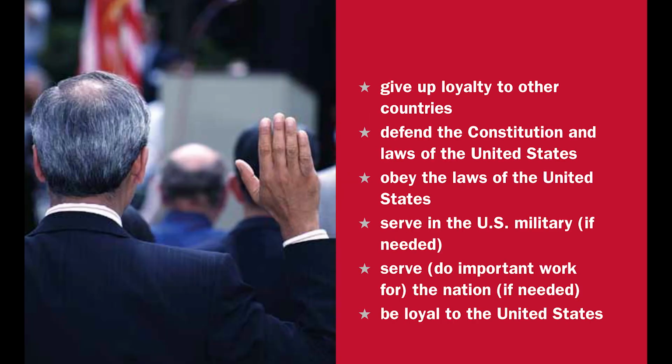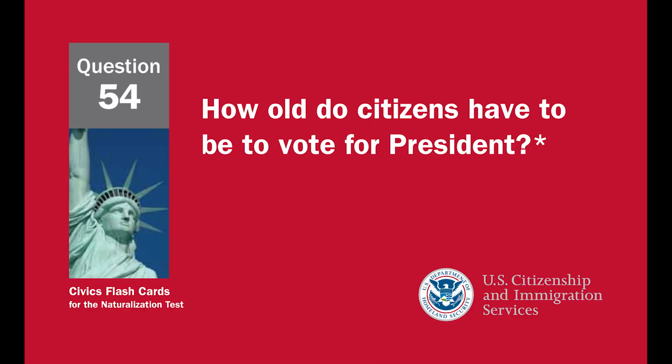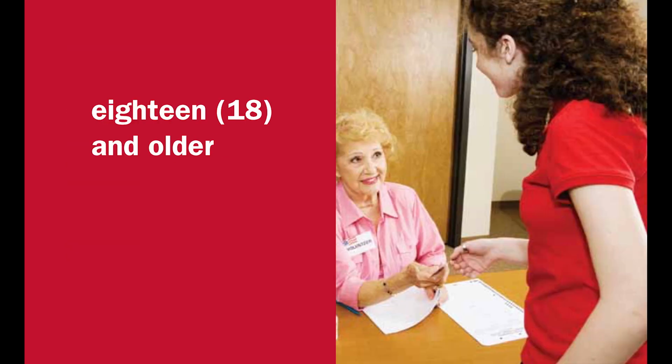Give up loyalty to other countries. Defend the Constitution and laws of the United States. Obey the laws of the United States. Serve in the U.S. military if needed. Serve, do important work for the nation if needed. Be loyal to the United States. How old do citizens have to be to vote for president? 18 and older.